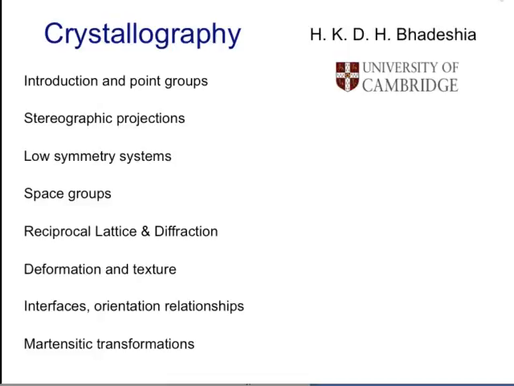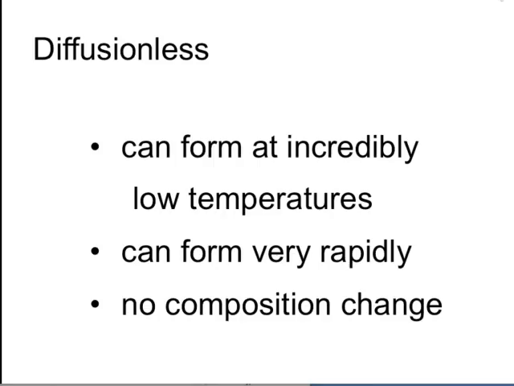So today I'm going to finish off on the crystallography of martensitic transformations. And I'll begin by asking you the question, what is the most important characteristic of a martensitic transformation? It's a diffusionless transformation. And in that sense, it is one of the most simple transformations to predict, because there is no composition change at all. But you see that there are complications.